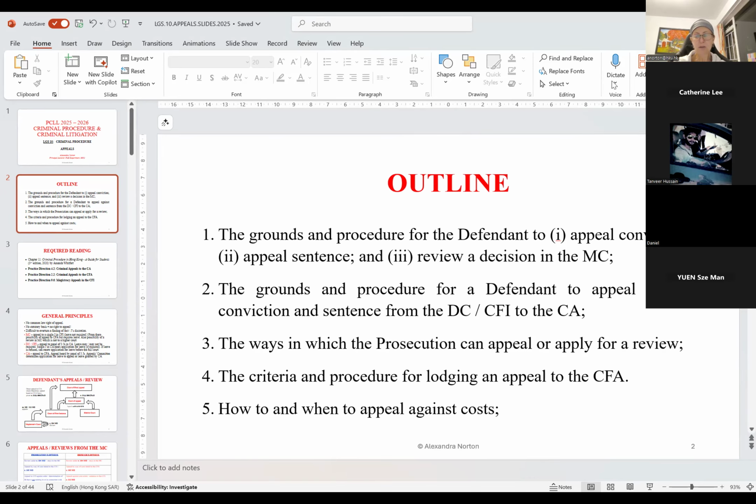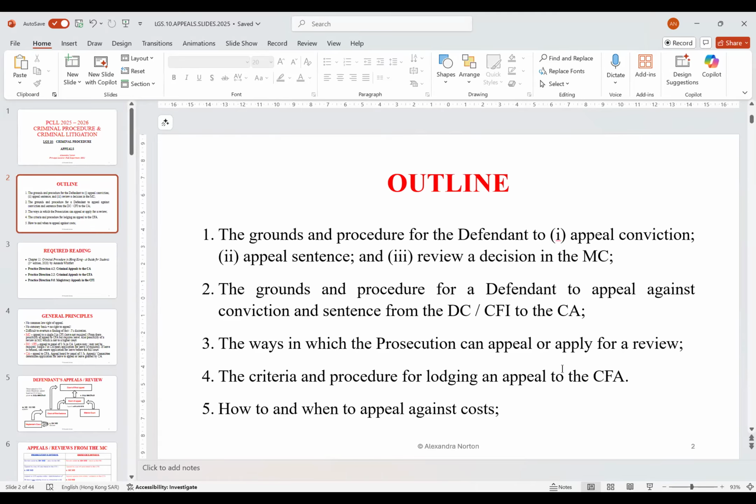And those grounds of appeal could be against conviction, sentence, costs, all of them, some of them. Okay. So what we're going to look at tonight is grounds and procedure for the defendant to appeal his conviction and sentence, as well as a special procedure in the magistrate's court where he can review his decision.